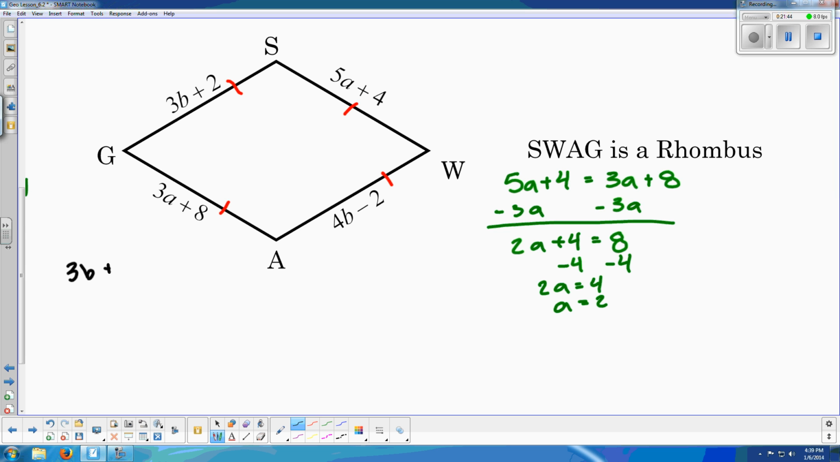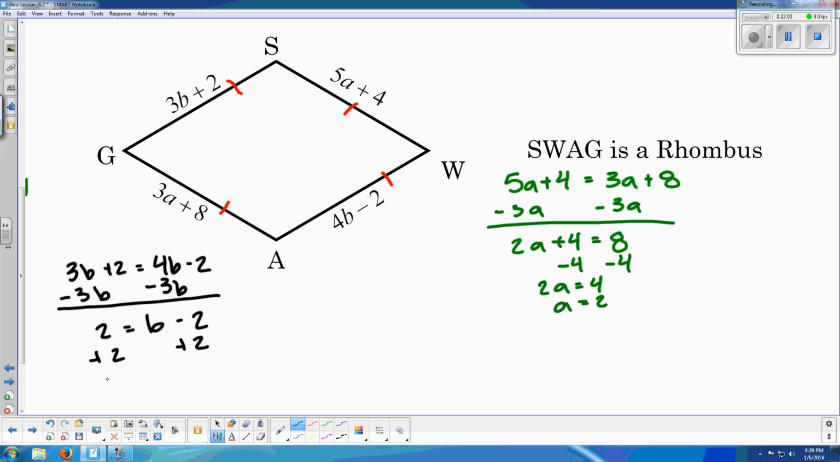And B is going to be 3B plus 2 equals 4B minus 2. So I'm going to subtract 3B from both sides. Now you could have subtracted 4B from both sides. It does not matter. So then we have 2 equals B minus 2. And I'm going to add 2 to both sides. So then I get 2 plus 2, which is 4, equals B. So my B is equal to 4. And A is equal to 2.